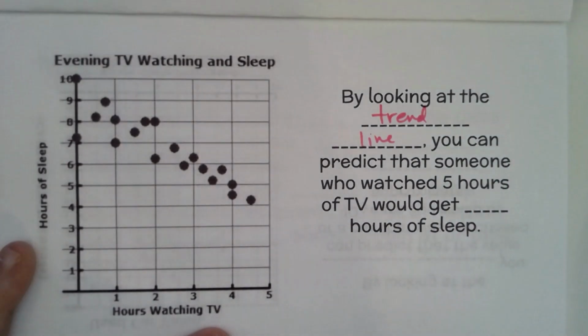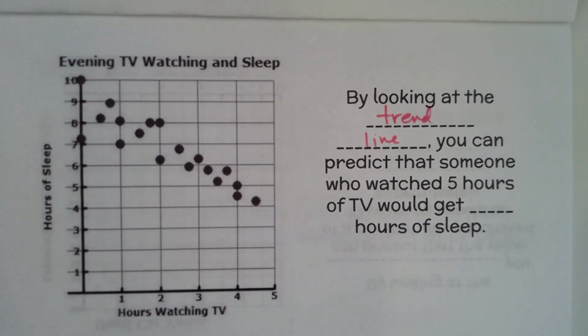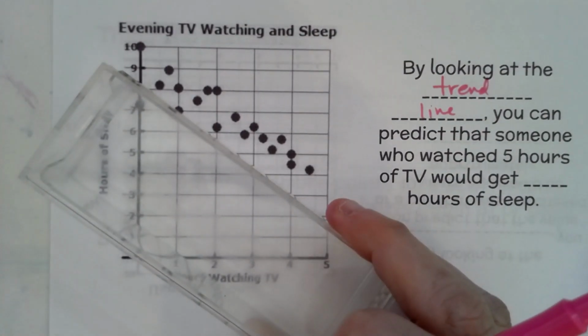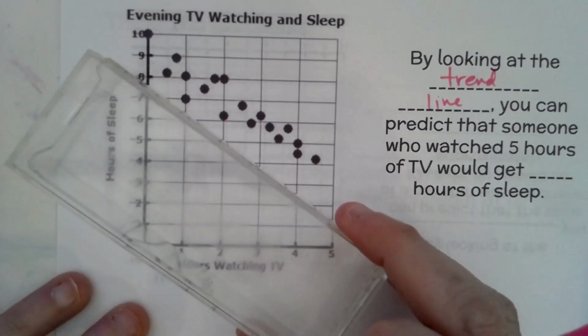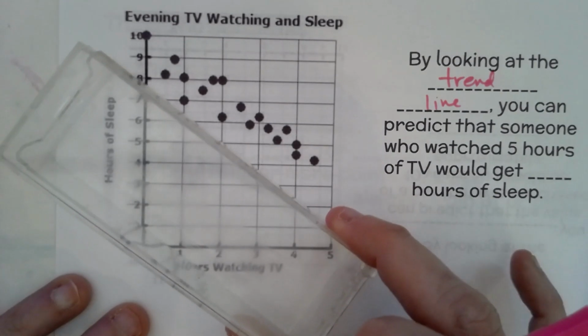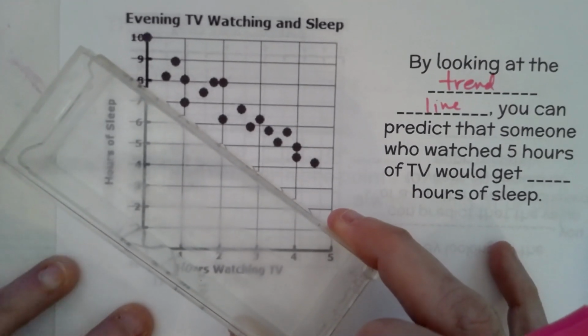Okay, I can predict that somebody who watched 5 hours of TV would get some number of hours of sleep. So in order for me to look at the trend line, I have to draw a trend line. So again, what I'm going to do, and I'm kind of trying to line this up with my hover cam, is take my, y'all can do this with the edge of your badges, but I'm taking this clear thing and I'm lining it up.